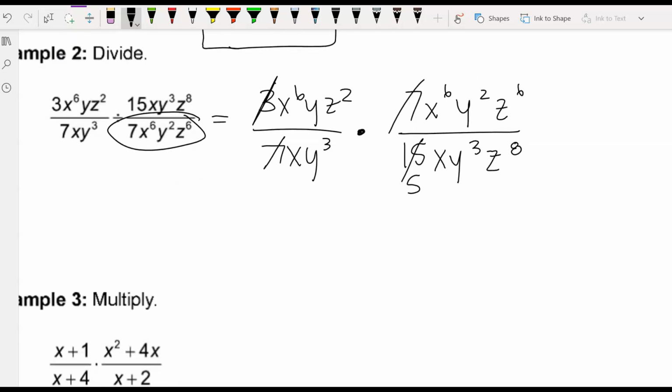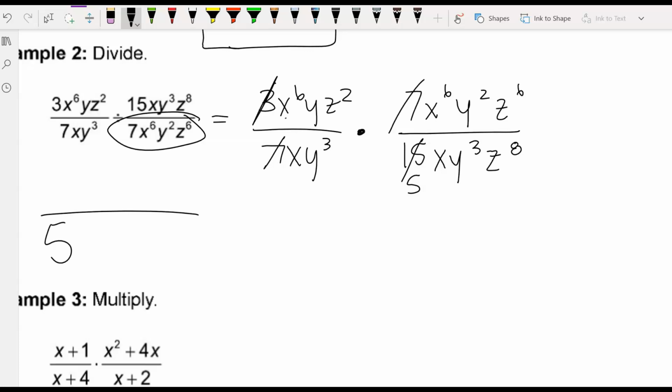When you're dealing with your x's and your y's, I would suggest not crossing off stuff at the beginning unless you're very good at your simplifying. Otherwise, you might miss some. And you think, oh, I already crossed that off over here. But then you cross it off on the second one as well. So on this one, we have the 5 left over on the bottom.